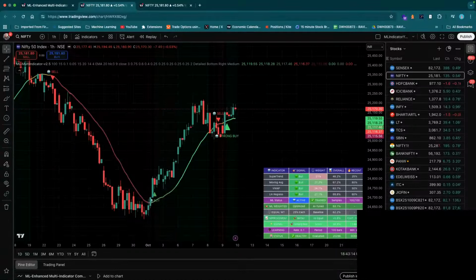All right, okay, that's fine. Here the signal comes after the 1 hour candle is closed. Yeah, the candle is closed, because that's the right way to do the indicator.